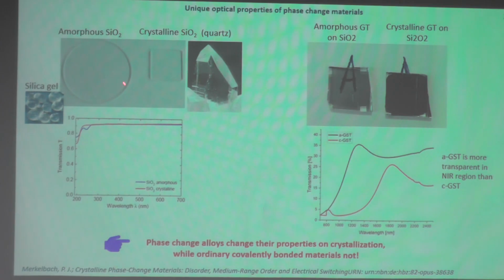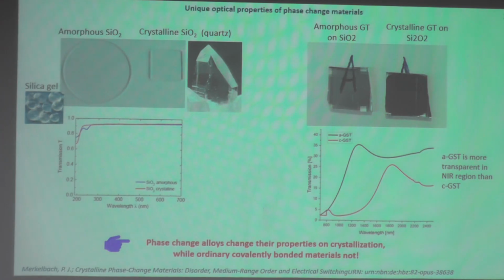So there is no property change on the phase transition between amorphous and crystalline. It can also exist as a single crystal found in nature. It's also transparent. And this is silica again, these small balls. These are amorphous and these are also transparent.